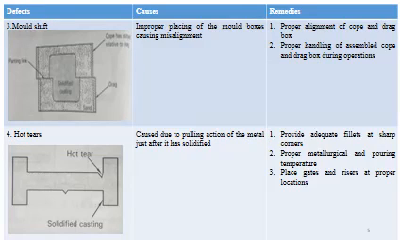Here the cope and drag boxes are not in a straight line. They are shifted to the right or left side. You can see this figure to understand clearly. Next is hot tear. Hot tear is caused by a pulling action on the metal just after it solidifies.